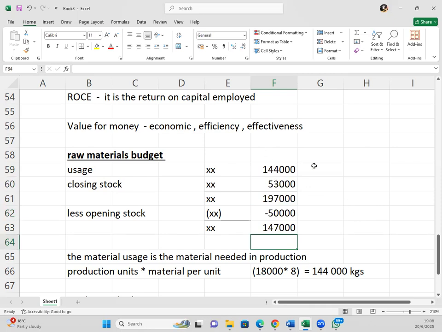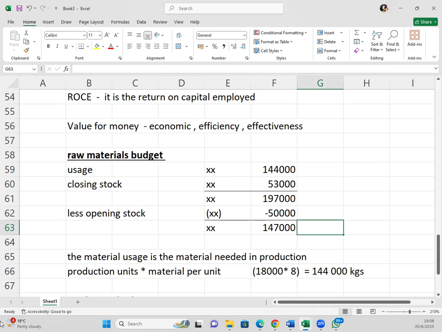So we need to use 144, but we must remain with 53. So in total, we must have 197. That is what we are going to use and what is going to remain in our stock. But already we had 50,000. So if we already have 50,000, we need to deduct the 50,000 so that we can calculate how much we should buy.